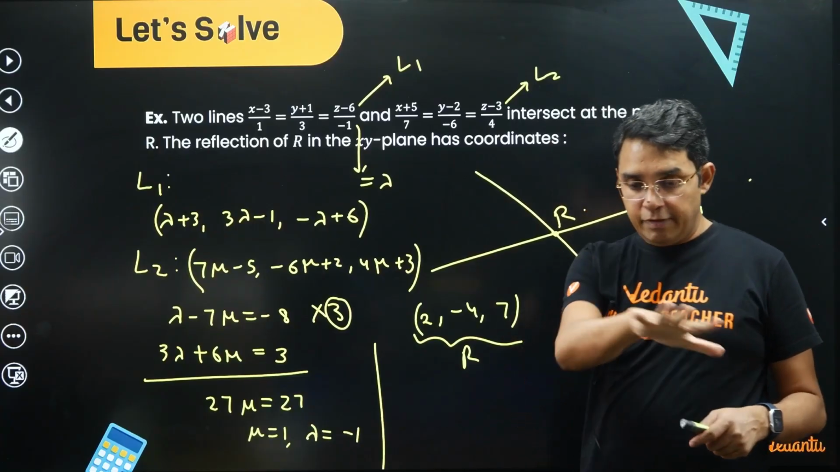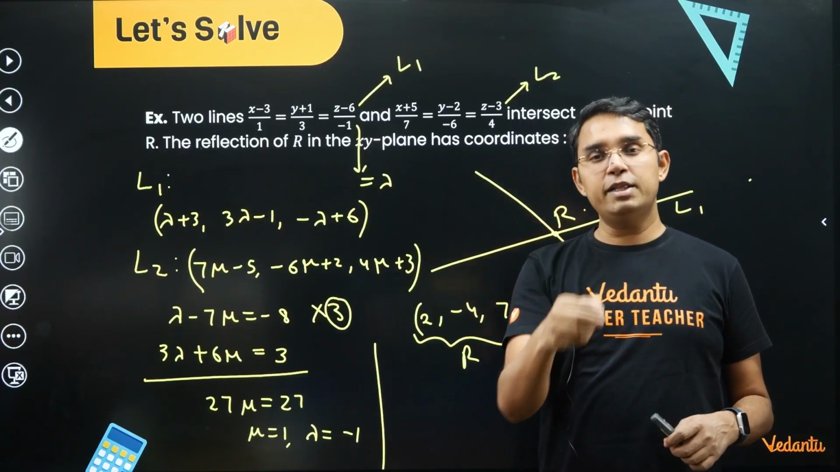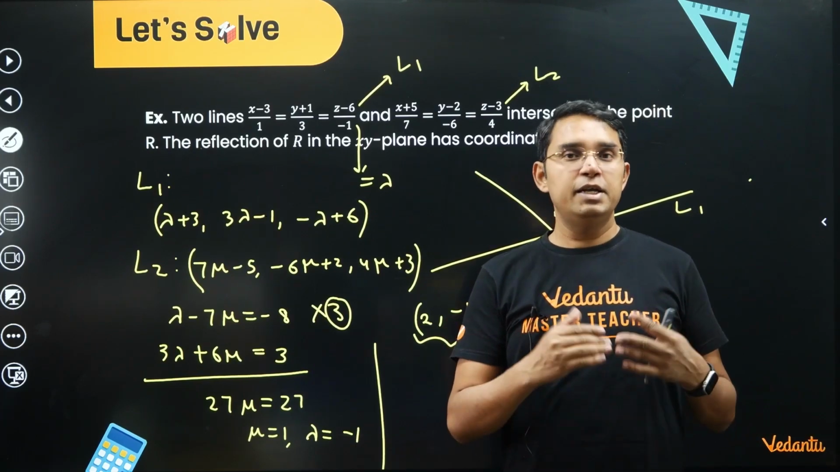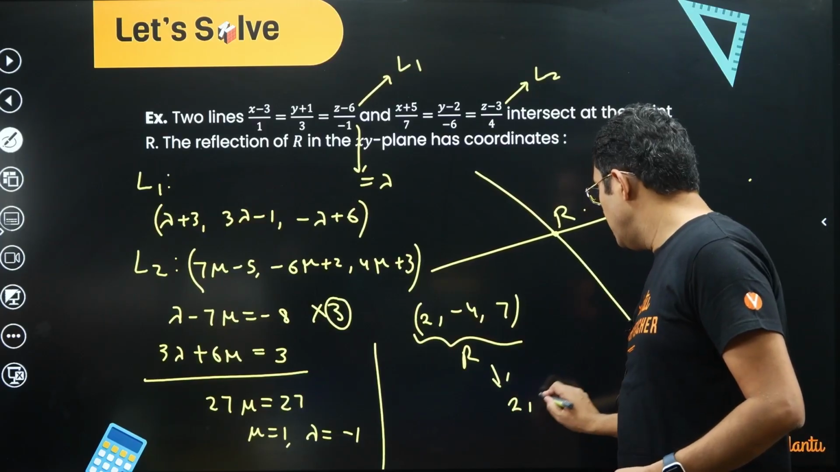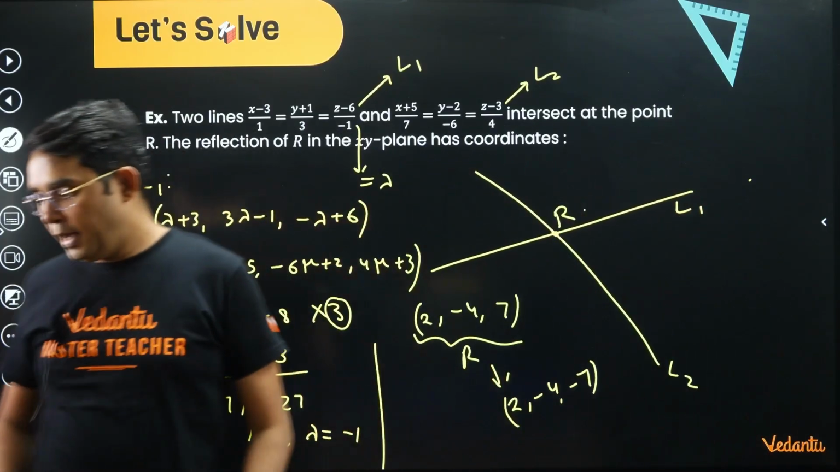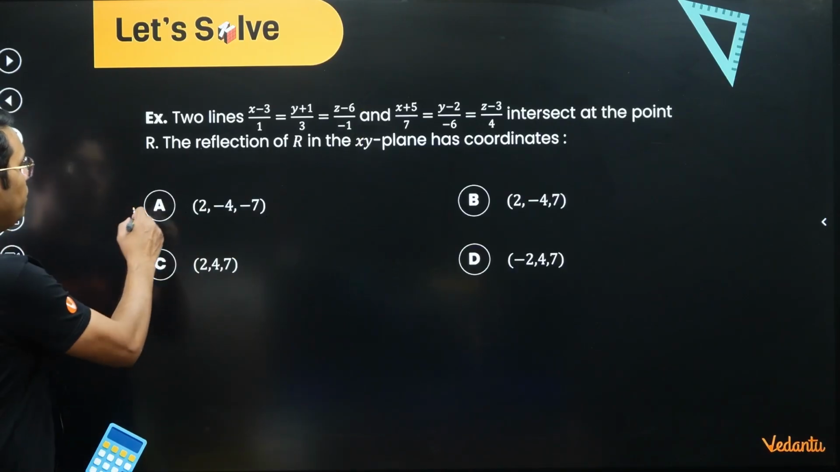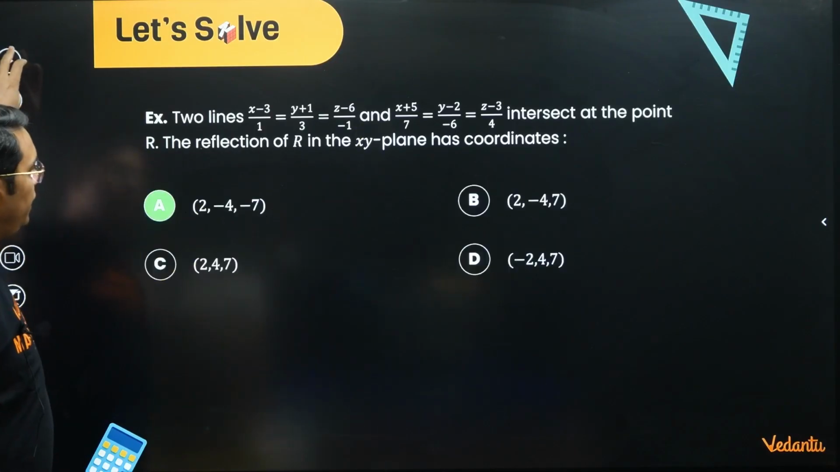So if the xy plane is given and there is a point above this xy plane, and if you take the reflection of that point in the xy plane, only the z coordinate will change, neither x will change nor y will change. So its image has to be 2, -4, -7. So the answer of this question should have been A, 2, -4, -7. Other options are all different. So A should be the answer of this question.